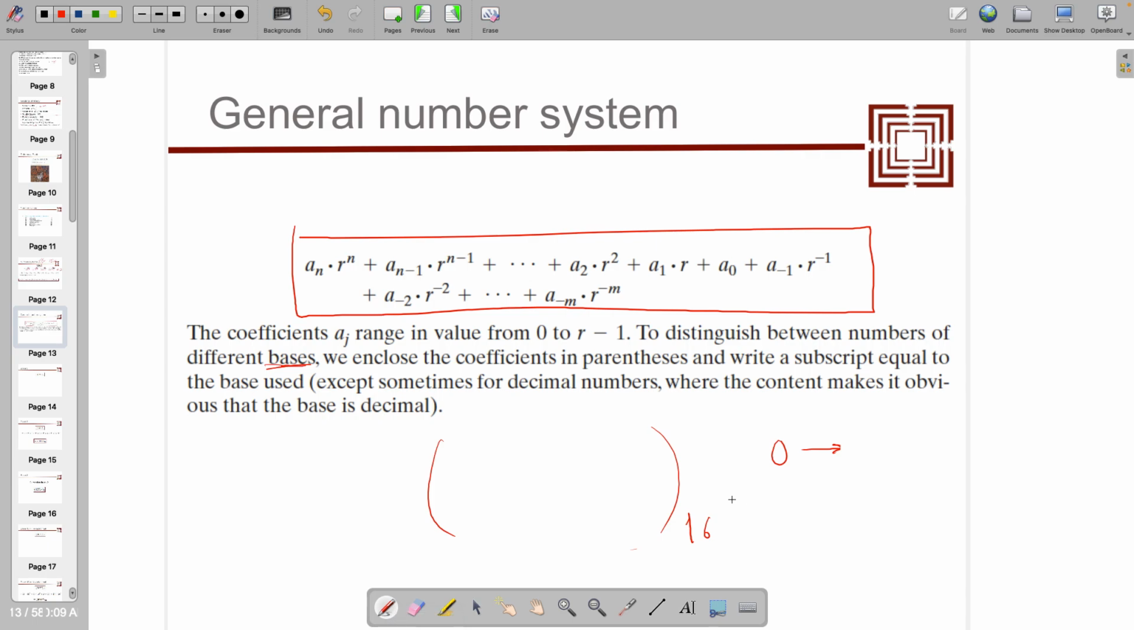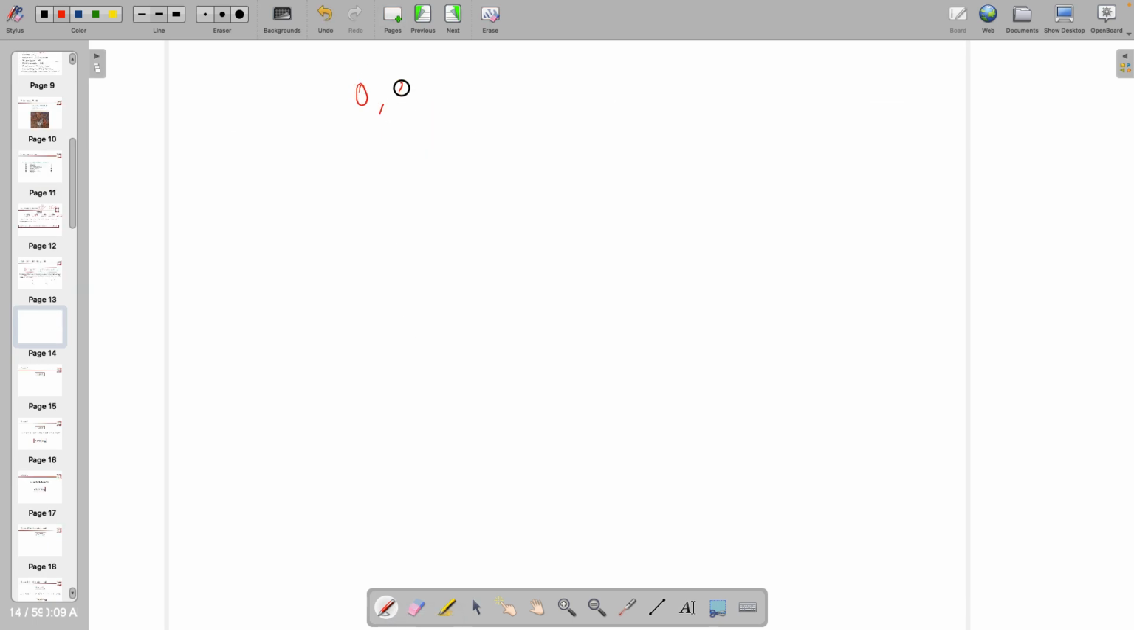So now this is a little bit different than what you studied. 0, 5, 6, 7, 8, 9. So till 9 there is no problem.